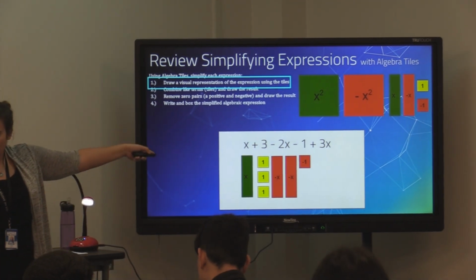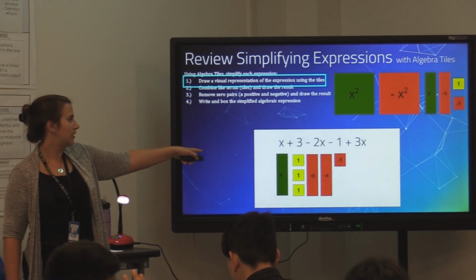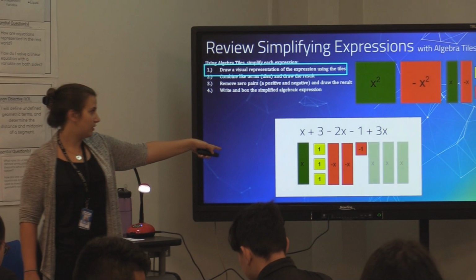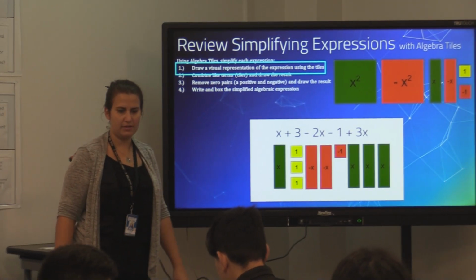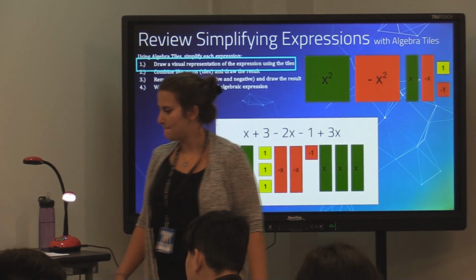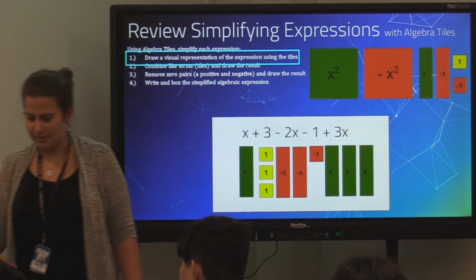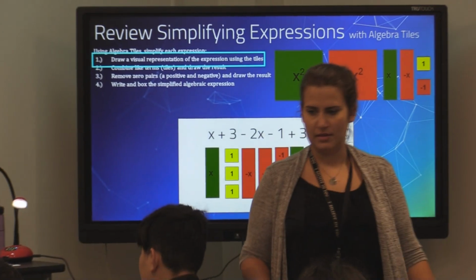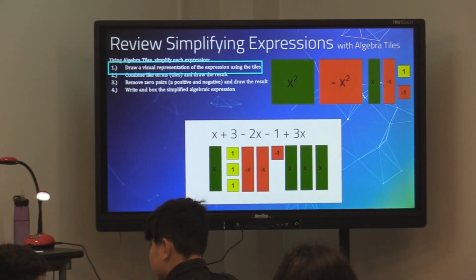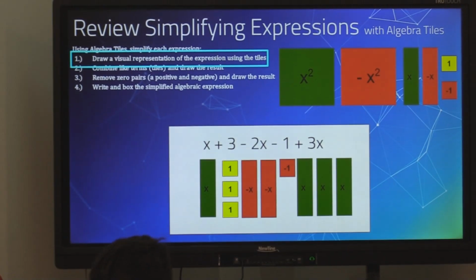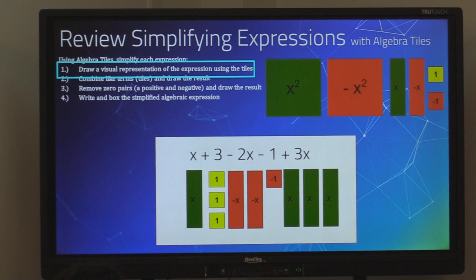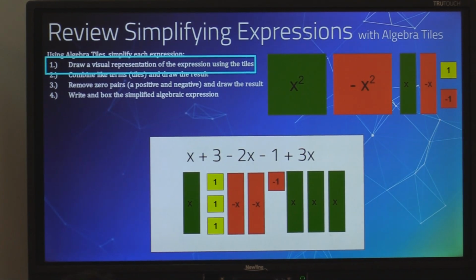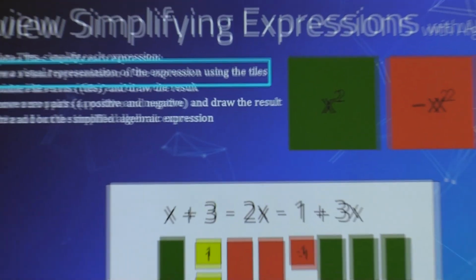Last but not least, we have 3 positive x's, so what goes on the end? 3 green rectangles. Very good. You can share, some of these don't have enough, or I can pull out another bag. Alright, look to your neighbor. Make sure that they have what you have. If they don't, kindly discuss with them what your difference is.